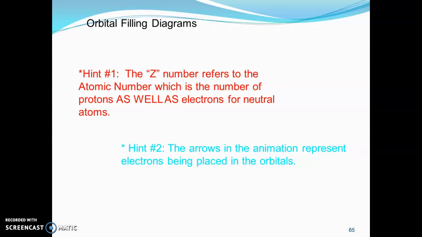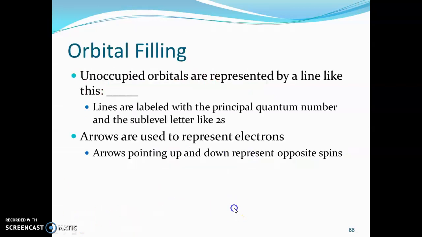So, a couple of hints to start out with. The Z is the atomic number, that tells you the number of protons, and for neutral atoms, the number of electrons. And how do you know it's neutral? Well, if I don't tell you it's got a charge, it's probably neutral. Hint 2, the arrows that you see are representing electrons. So if you missed that earlier, the arrows represent electrons, and if it points up or down, those are showing you the spin, like spin up or spin down of the electrons.